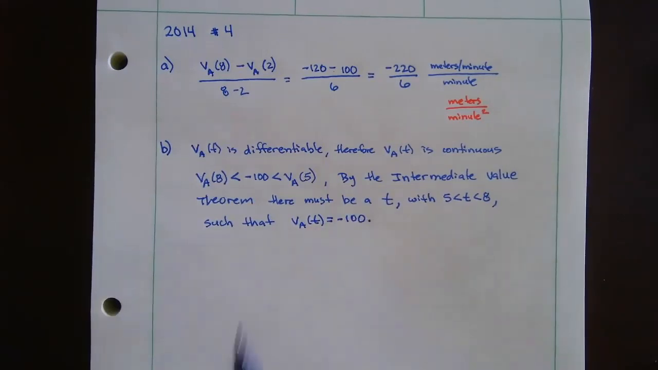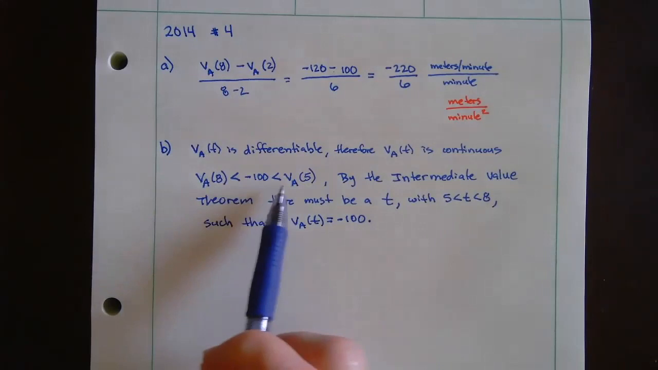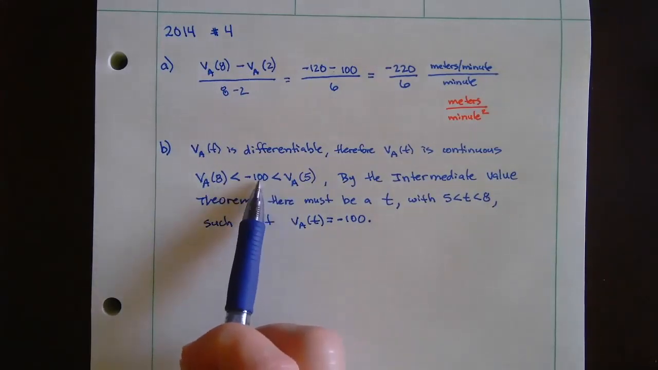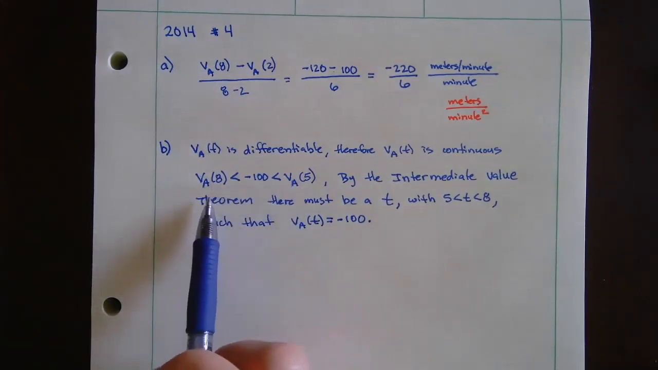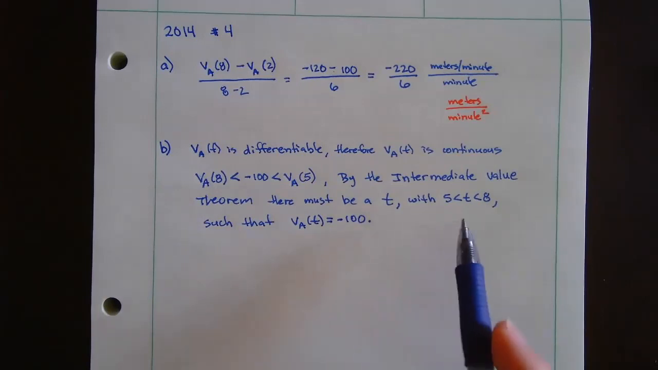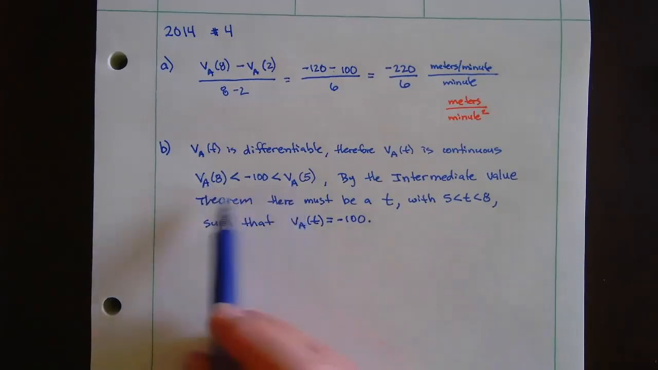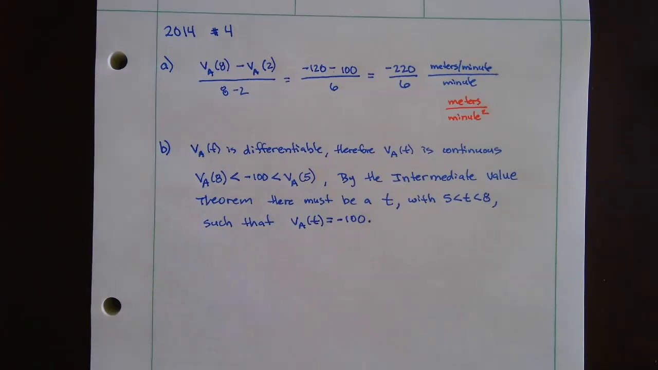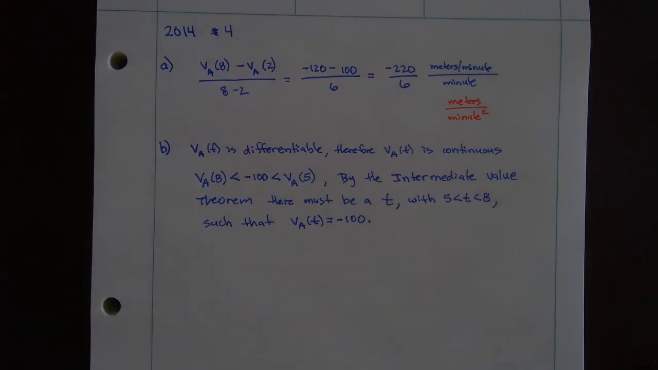Okay, so you have to show that it's continuous, and you have to show that this value that we're saying is in between two of them, right? And then you know by the intermediate value theorem, there's a t in between these two t's that will give you that velocity, or that number negative 100, okay? That's it for part B. Let's go to part C.